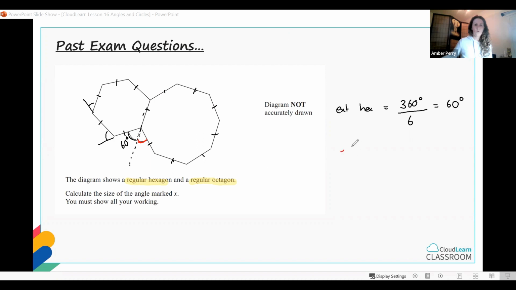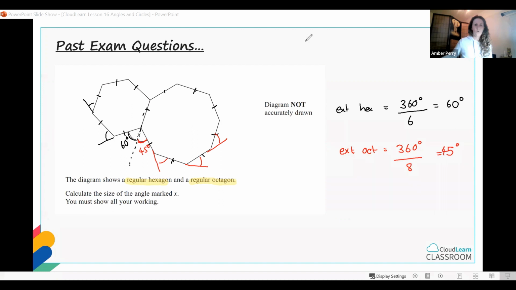The octagon, the exterior angle of the octagon. Okay, once again, it doesn't matter that there's a different number of sides. They still add up to 360 degrees. There's just more of them now. There's 8 of them rather than 6 of them. So this one is going to be 360 degrees divided by 8. And 360 degrees divided by 8 is 45 degrees. So this here is 45 degrees.